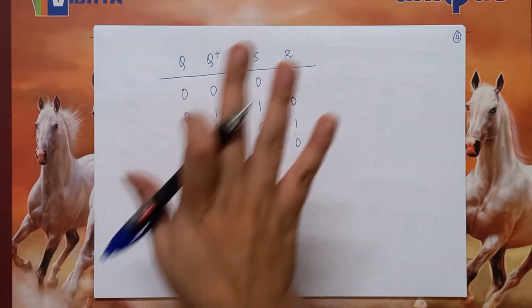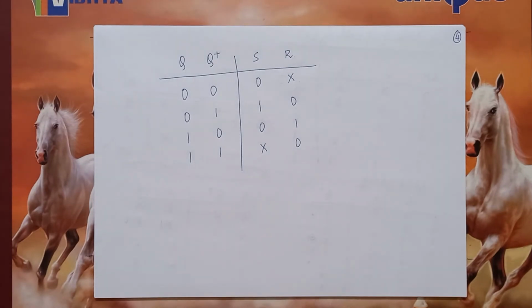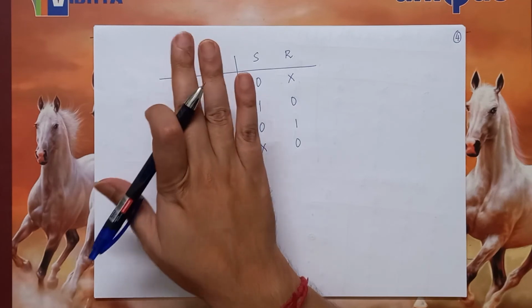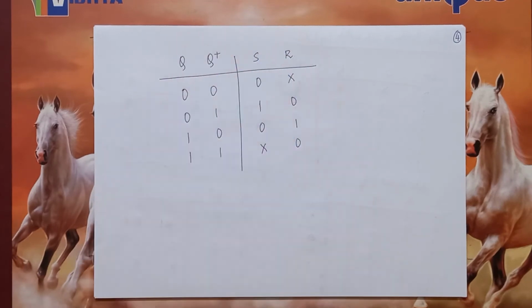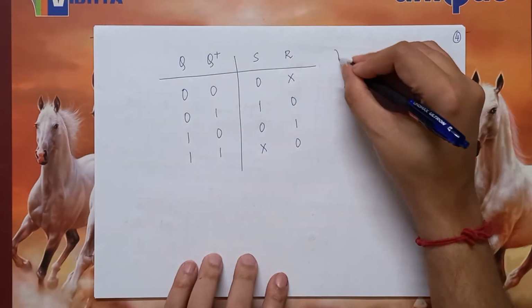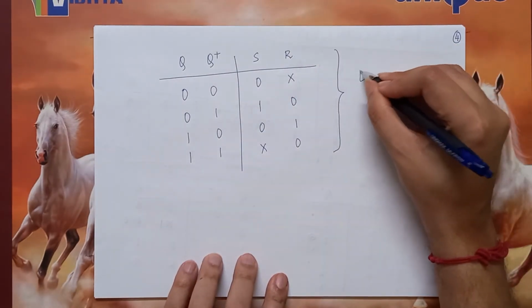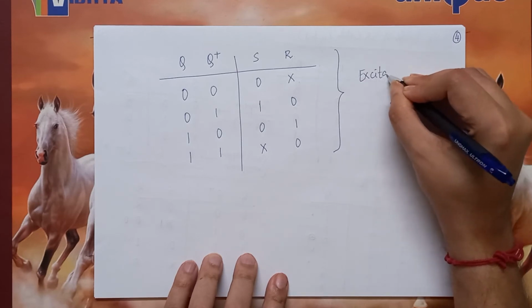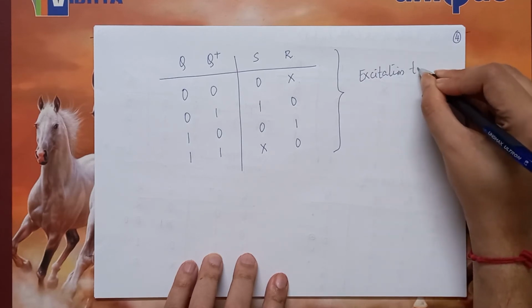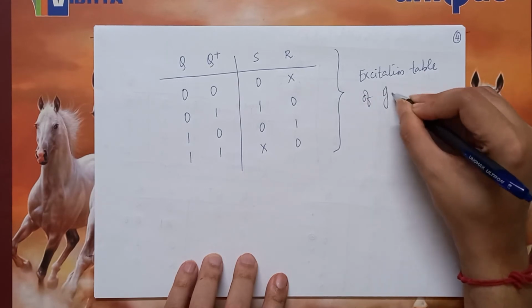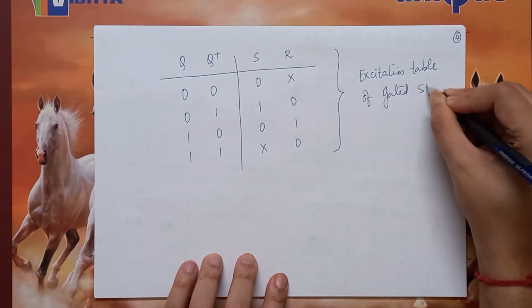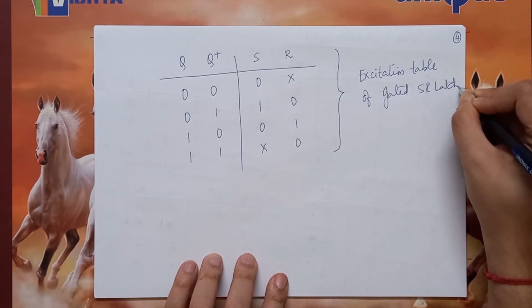Now, this table looks very weird. We have outputs, or rather the state variables, on the input side, which are very similar to outputs, and the inputs on the right hand side. This table is called the excitation table. The excitation table of gated SR latch.